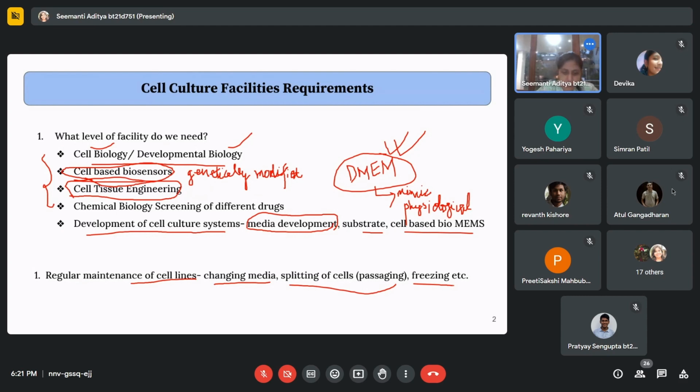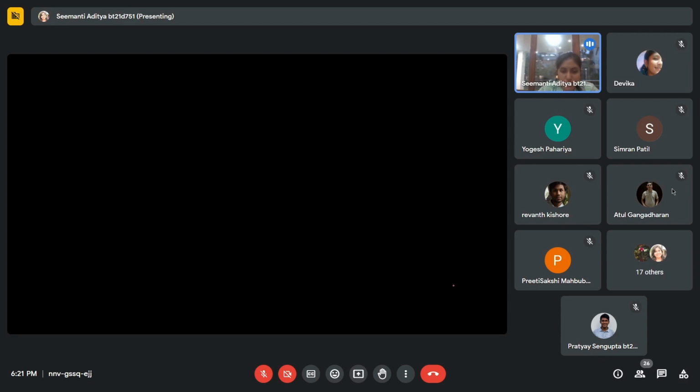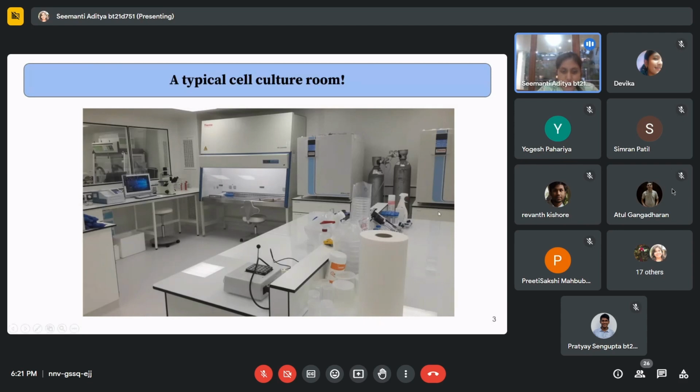Apart from that, we have to see how the cell culture room typically looks. The cell culture room looks like this. It has a hood, you can see this is the hood, and this is the cell culture incubator. It is an incubator in the sense that it has carbon dioxide in it, and it helps in maintaining the carbonate buffer.